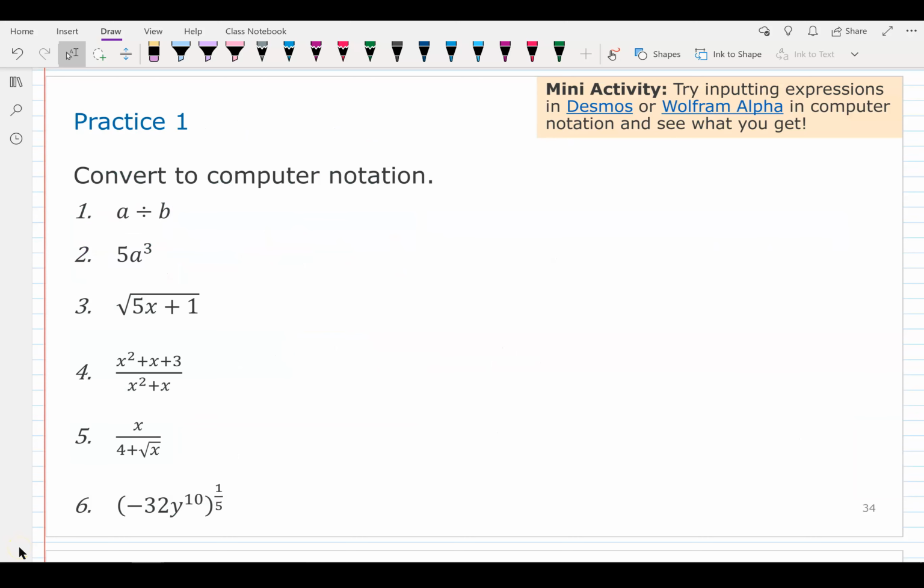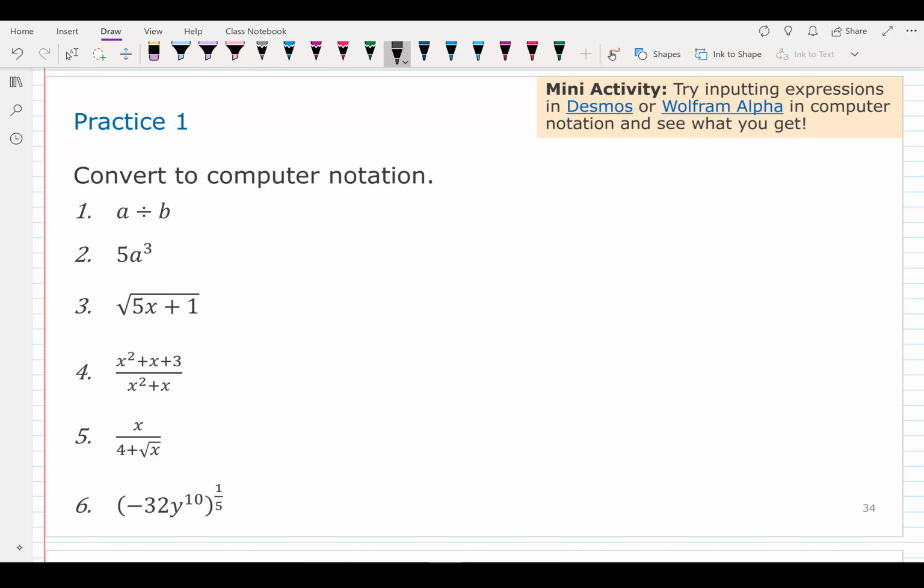So the next page involves a bit of practice with this, and the solutions are online. You can check them. If you have any issues getting the answer to any of these, just let me know. Make a note of the slide number. Tell me the number of the practice that you have trouble with, and we'll go through it together. But I want to show you that you can check your work using either Desmos or Wolfram Alpha, and often Wolfram Alpha is a nice one. So let me just show you.